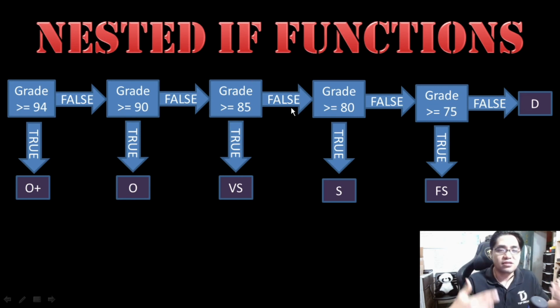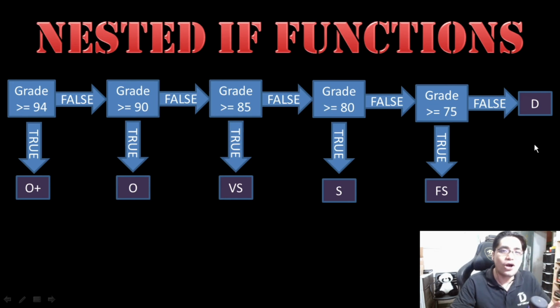So I think you can start to see the pattern here. If it is false, then check again, is it greater than or equal to 80? If that is true, then that's S. If it is not, check again if it is greater than or equal to 75. If that is true, then fairly satisfactory or FS would be the letter grade. If it is not greater than or equal to 75, therefore it is less than 75, and less than 75 means a failing grade, which in this school's case is a D.